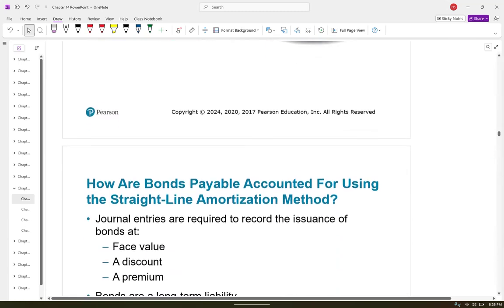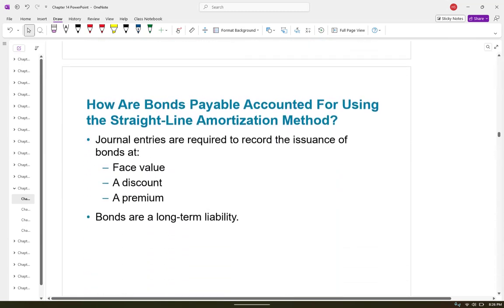All right, so we kind of talked about these three already. A bond can be issued at face. That just means market and stated rate are the same. A discount means the market rate is higher than the stated rate. A premium means the stated rate is higher than the market rate.